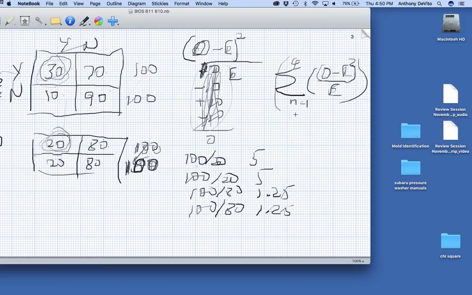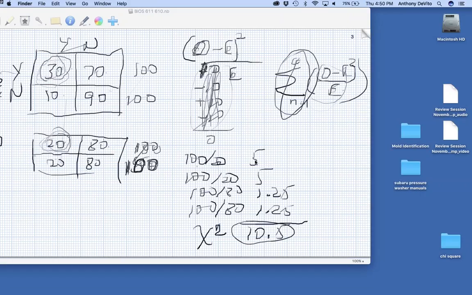So if I take the sum of all of these differences, it adds up to 10.5. I'm going to give that value a name. It's a statistical function. I'm going to call it chi, that's a capital chi, squared. That's the sum of each one of these. What I did was, for each box, I took the observed minus the expected, squared, divided by the expected. It's the sum of these numbers.